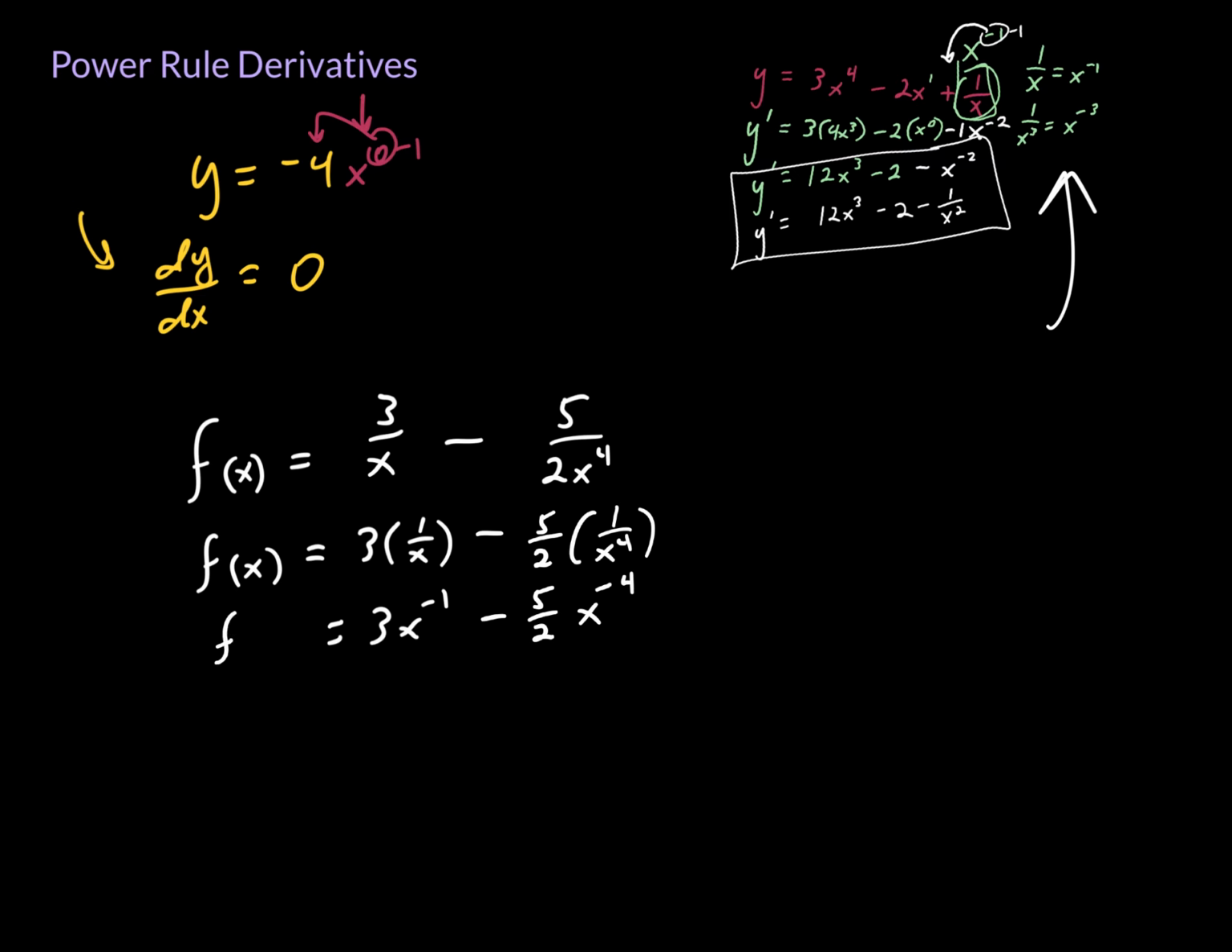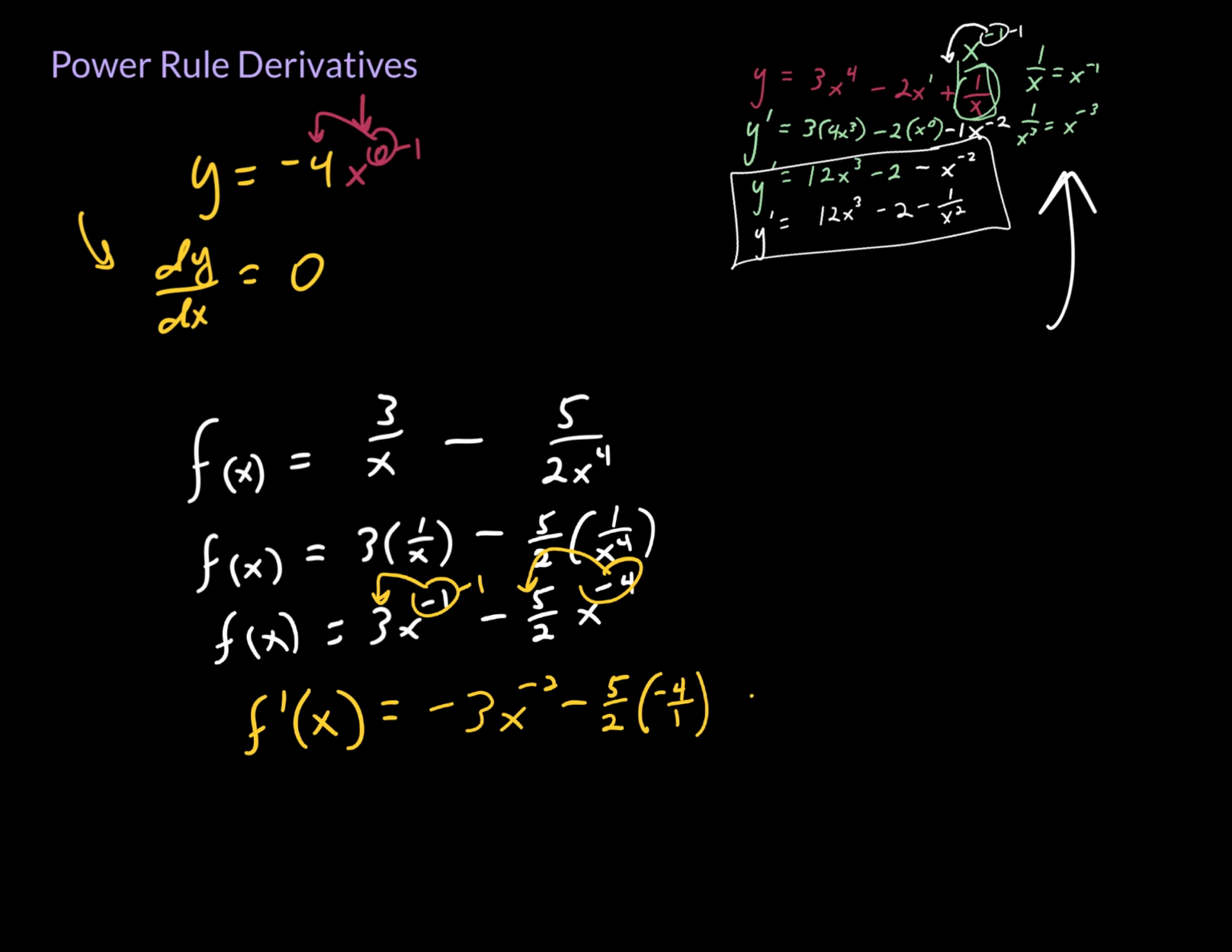And now remember, this is still the f of x. Now it's time to take the derivative. F prime of x, this is the constant power rule. You multiply those and you get negative 3x to the negative 2. Don't forget, you reduce the exponent by 1. Here, I'm going to take a negative 4 and multiply that. Let me rewrite it: this is negative 5 halves times a negative 4. And then I have my base, and I reduce the exponent by 1, which makes that negative 5.